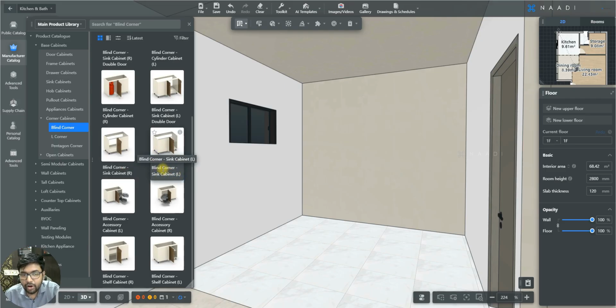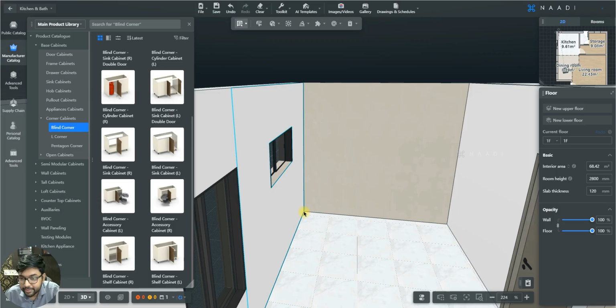So if a blind corner cabinet has the term L in its name, then that is the cabinet which you should use if you want to place a blind corner on the left corner of your kitchen. If you want to place a blind corner on the right corner of the kitchen, then you have to select a blind corner which has the term R in its name. This is nothing but a mirror image, that's it.